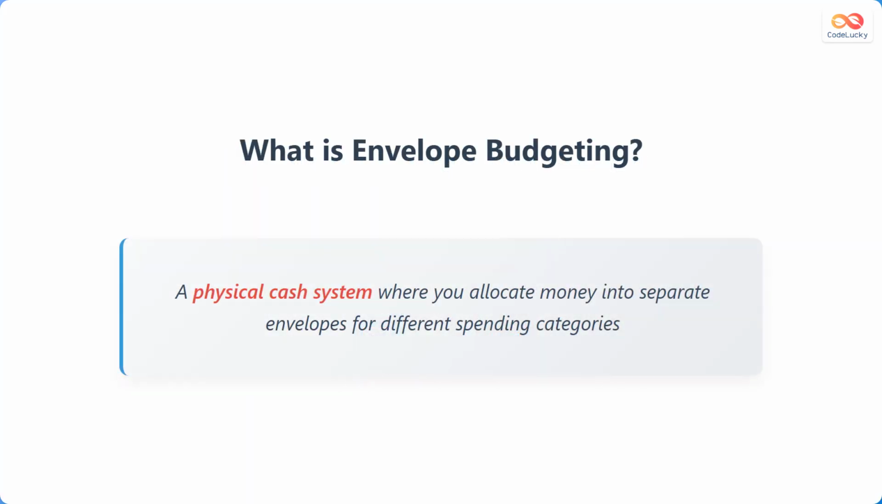Envelope budgeting is a straightforward financial method where you use physical cash and separate envelopes for different spending categories. Each envelope represents a specific budget category like groceries, entertainment, or transportation. The core principle is simple. You can only spend what's physically in each envelope. This creates a tangible connection between your money and your spending habits, making it impossible to overspend in any category.